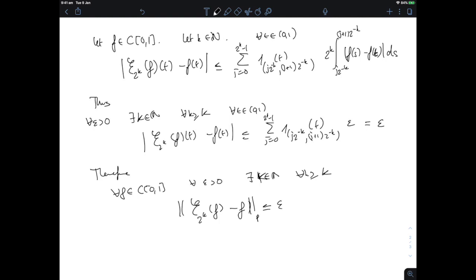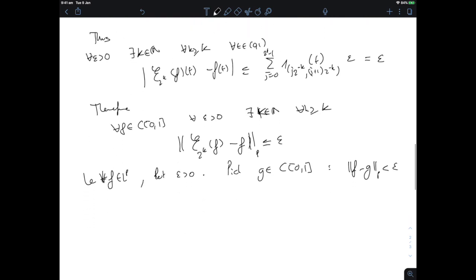Okay, but now the continuous functions are dense in L^p of [0,1], so for every f in L^p, let f be in L^p of [0,1], and let epsilon be a positive number. Now I can pick g, a continuous function on [0,1], such that the L^p norm of f minus g is smaller than epsilon.